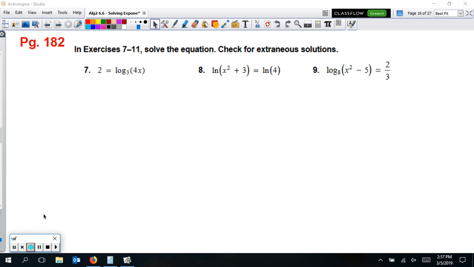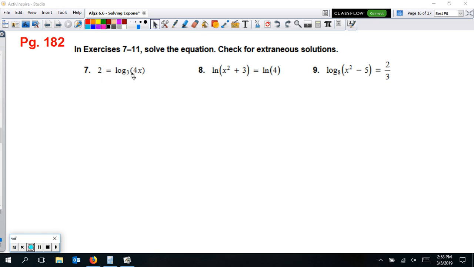Okay, so back on page 182, 7 to 9, in these equations we have logs. So these are log equations. It does say to check for extraneous solutions. The reason for that is because we need to remember that the logarithm here, this part, has to be a positive number. So it cannot be less than 0. It cannot be 0 even, so it has to be greater than 0. It has to be positive. So let's start with number 7.